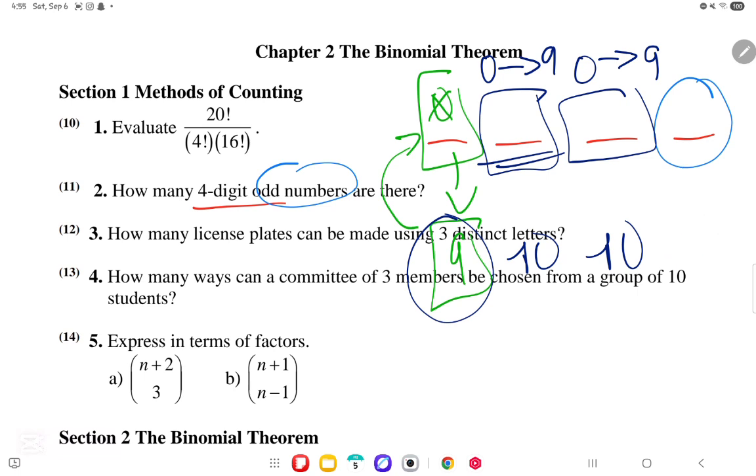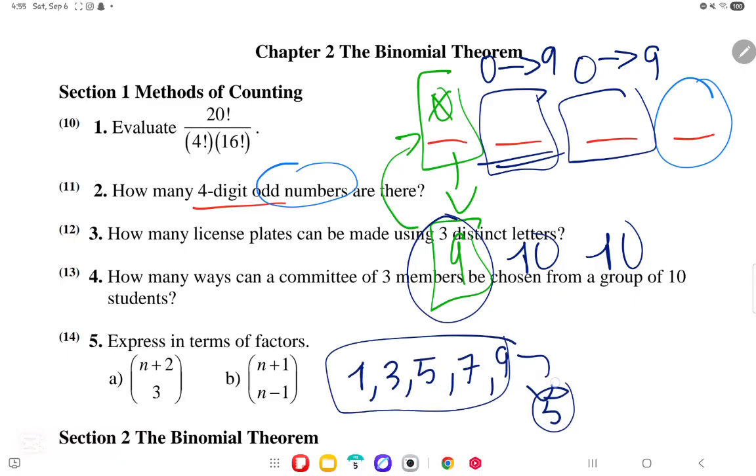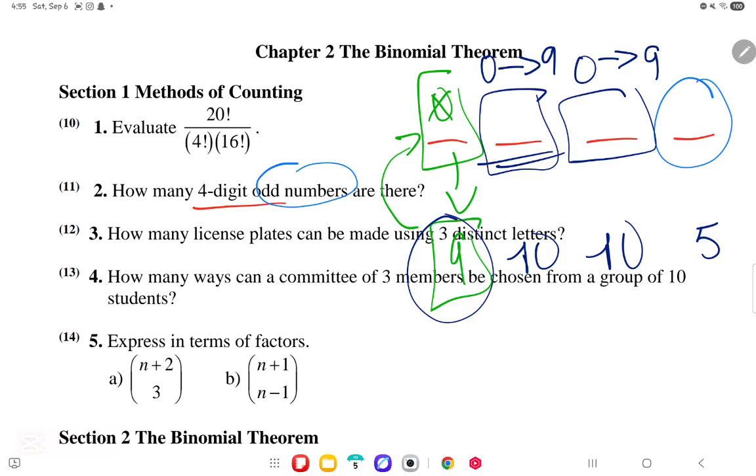And for the last one, it must be odd. What are the odd numbers from 0 until 9? We have 1, 3, 5, 7, and 9. This in total is how many? This in total is 5 possible numbers. So you will put what? You will put 5 over here. Now the only thing you need to do is what? Is to multiply. Okay? So you have 9 possible numbers.